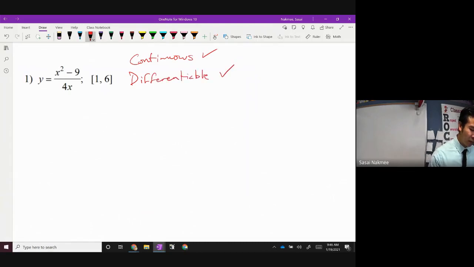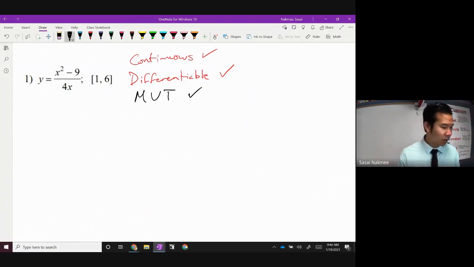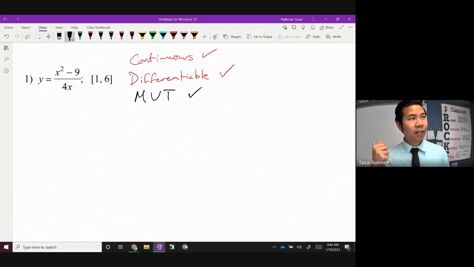Right? It is differentiable. So that means that we can use the mean value theorem. Mean value theorem checks out. We can do it. So how do we use the mean value theorem? There's 2 things you got to do. You got to first find the slope of the endpoints, right? The slope of the secant line that goes through the endpoints.